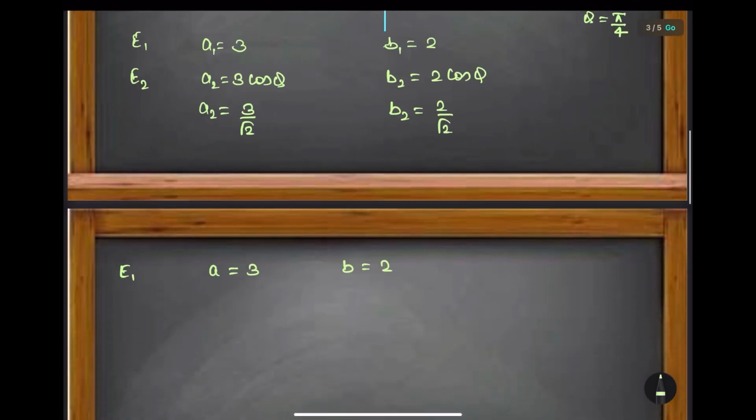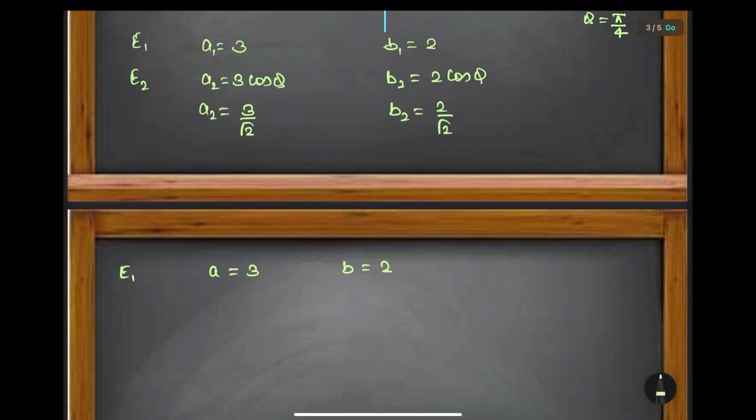Now same way, here it is E2. I'll write E2 as A2 3 by root 2, B2 as 2 by root 2. Okay. Now look at this.